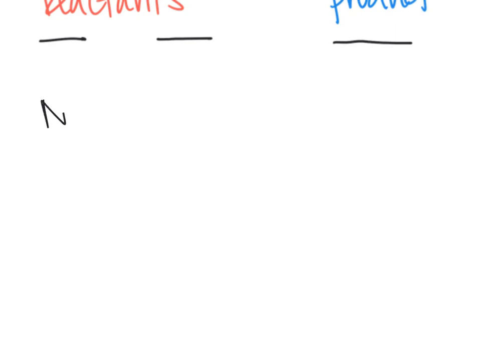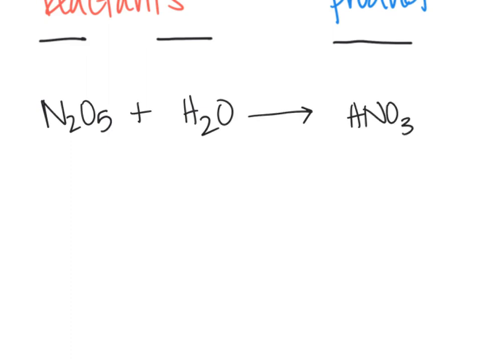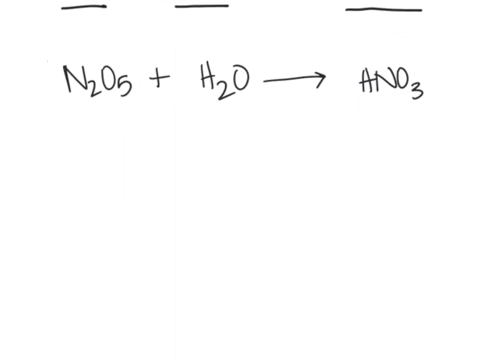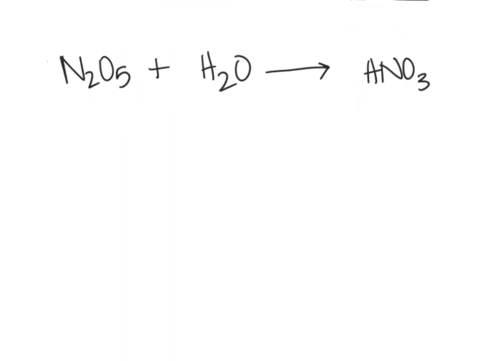So if we have N2O5 plus H2O produces HNO3. So the question becomes, is this equation balanced? Well, how on earth do we go about looking at that? So there are a couple of steps that we're going to look at in order to do this. So we'll solve this and then we'll write down the steps for us to look at in the future. So the first thing we want to do is figure out how much we started with in the first place.